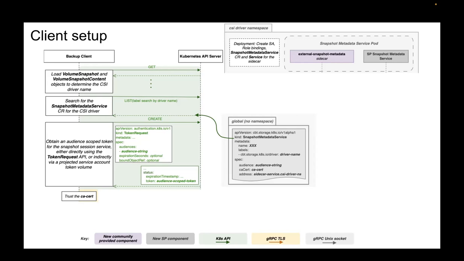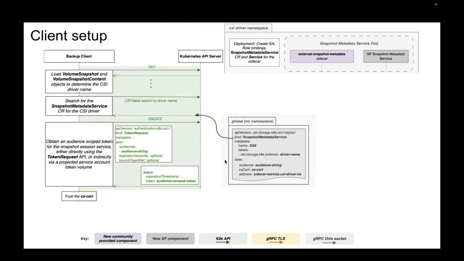So if I talk about how the end-to-end flow would look, the backup client would first discover the SnapshotMetadataService CR for the driver. The SnapshotMetadataService CR contains the required information for calling the gRPC endpoint. It has the audience string, the CA certificate, and the address of the sidecar service to which we'll make the gRPC call to get the changed block metadata.